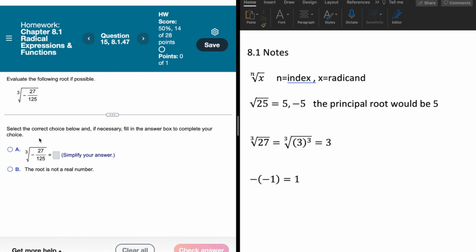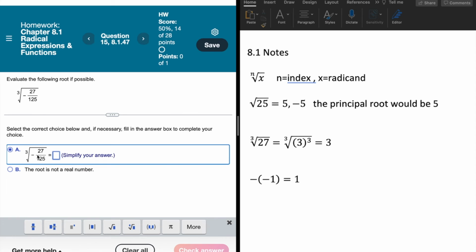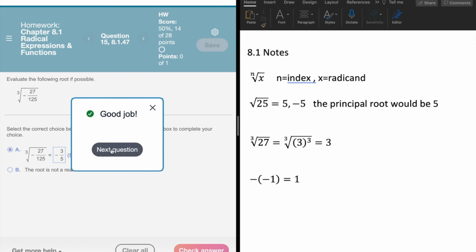Up next, that same idea with fractions again. A cube root of a negative does have an answer. It will just have a negative included. 27 cube roots to 3, 125 cube roots to 5. Put them in their respective places on the fraction where they came from.